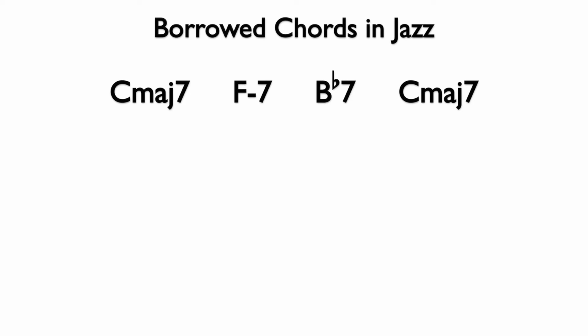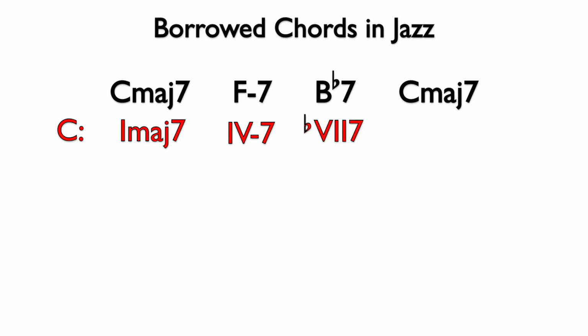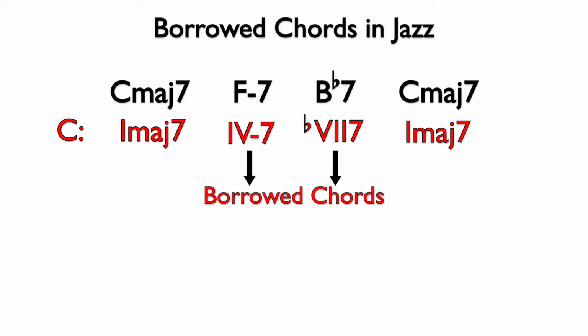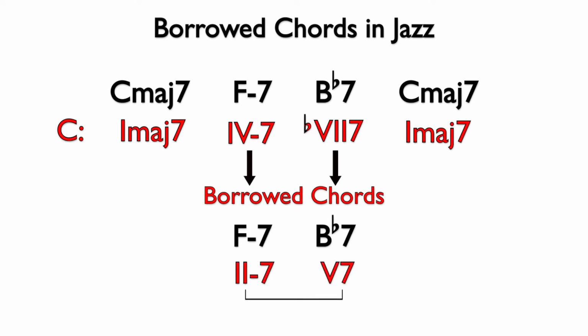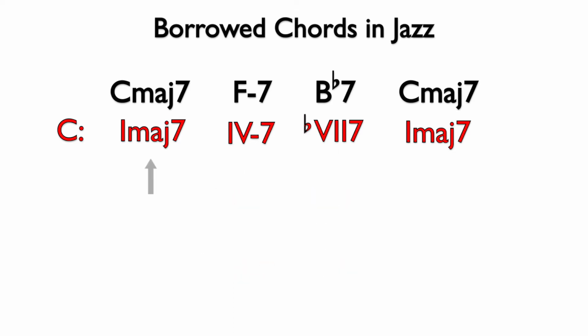Here's a progression from the jazz standard Lady Bird by Tad Dameron. This progression should be analyzed in the key of C as 1 major 7, 4 minor 7, flat 7/7, and 1 major 7, with the F minor 7 and B flat dominant 7 being borrowed chords. Notice that the F minor 7 to B flat 7 is a 2/5 in the key of E flat. While this is not a 2/5 in this progression, it gives the feeling of being a 2/5, the most common progression found in jazz. Here is the sound of this progression.